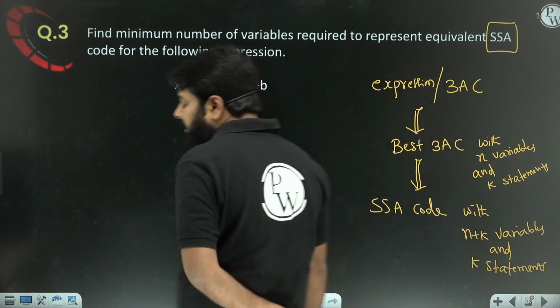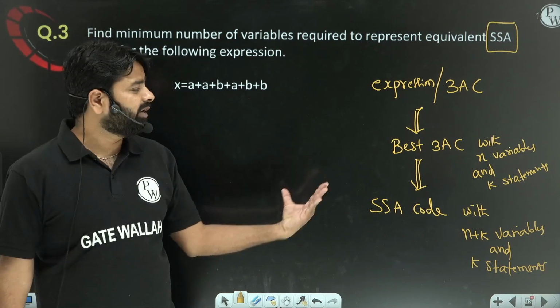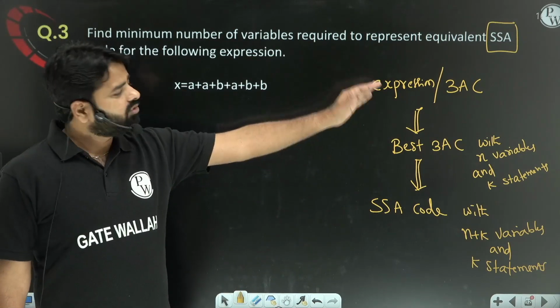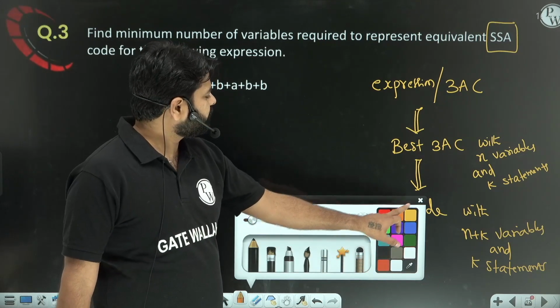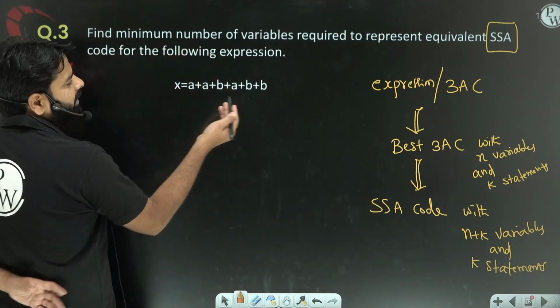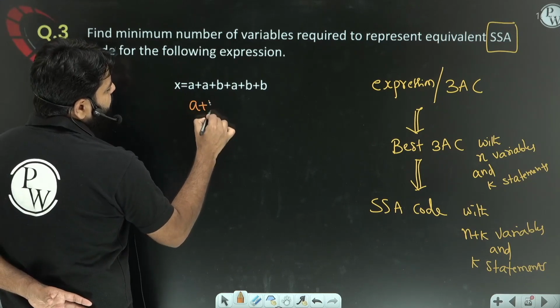You are reusing the variables previously, now you will create the new variable. So this is how you do it. To understand this logic, let me explain here. How did you do 3 address code for this? You have written a plus b.